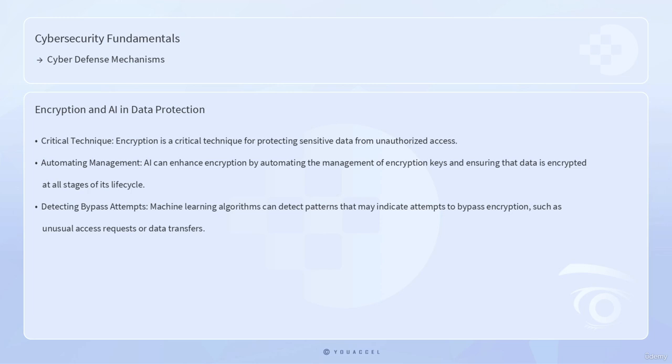Encryption is a critical technique for protecting sensitive data from unauthorized access. By converting data into a coded format, encryption ensures that only authorized parties can access the information. AI can enhance encryption by automating the management of encryption keys and ensuring that data is encrypted at all stages of its lifecycle. Machine learning algorithms can also detect patterns that may indicate attempts to bypass encryption, such as unusual access requests or data transfers. This proactive approach helps to ensure that sensitive data remains secure, even in the face of advanced threats.